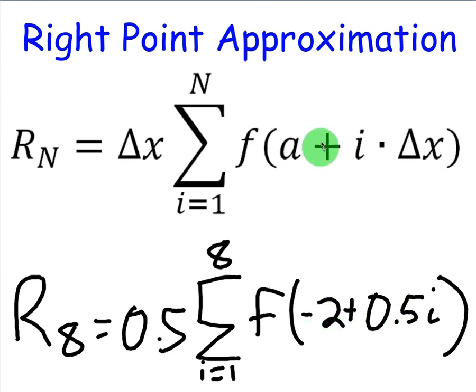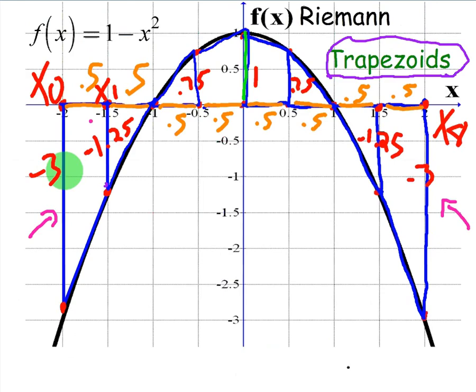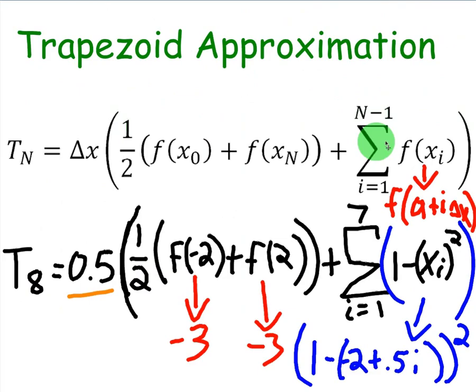It's going to be f of a plus i times change of x will give us that -1.5. The only difference is we're going from 1 to 7 since we're only doubling those middle trapezoidal bases. So instead of 1 to 8, we're going to go from 1 to 7 in our summation notation formula. But again, we're going to use the same kind of thing, f of a plus i times change in x. And since a is -2, we're going to plug in -2 for a. i is still going to be our counter. It's going to go from 1 to 7 this time. Change of x is the width of each trapezoid, which is 0.5.